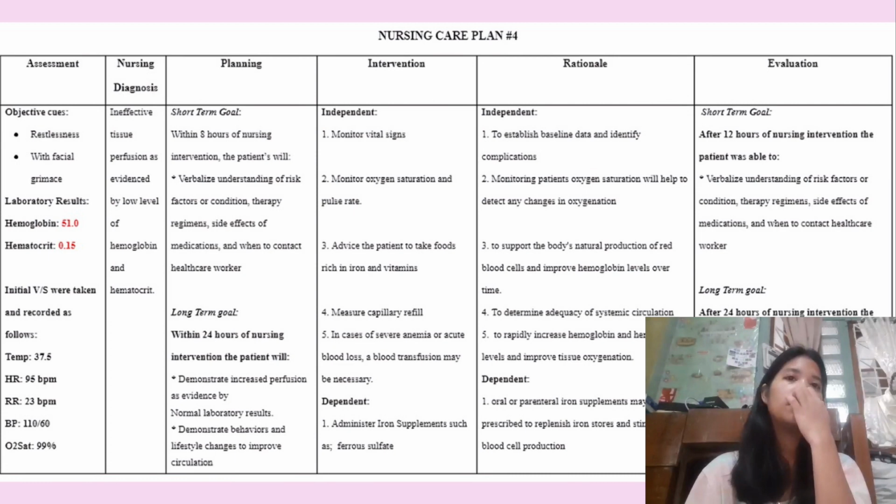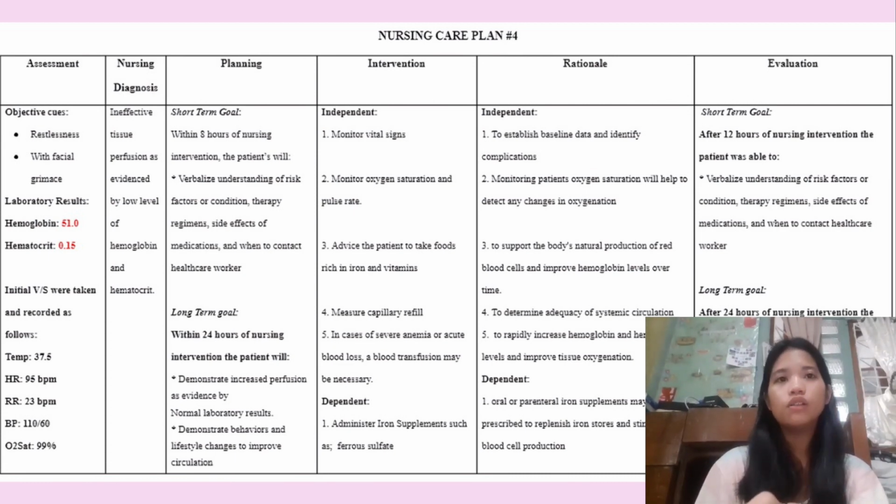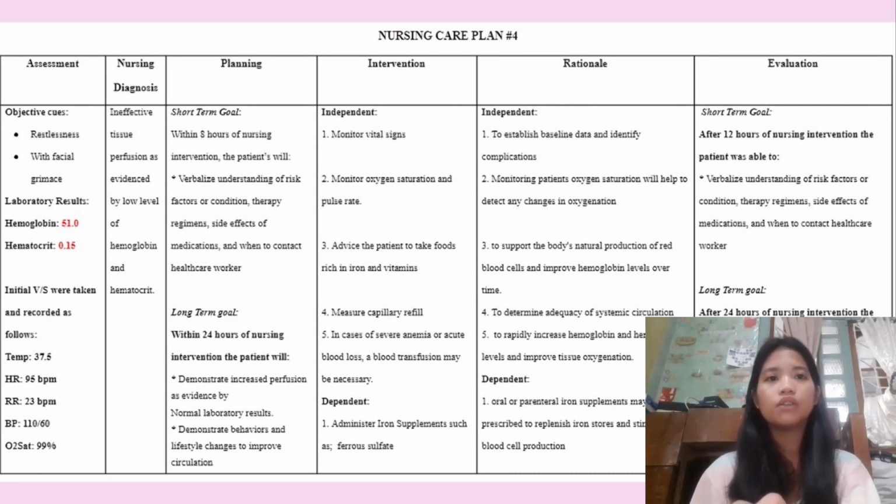So for the evaluation, for the short-term goal, after 12 hours of nursing interventions, the patient was able to verbalize understanding of risk factors or condition, therapy regimens, and when to contact healthcare worker. So for the long-term goal, after 24 hours of nursing intervention, the patient was able to demonstrate normal laboratory results and verbalize to engage in exercise like walking every day and avoid alcoholic beverages and cigarette smoking, and also eat healthy and nutritious foods.